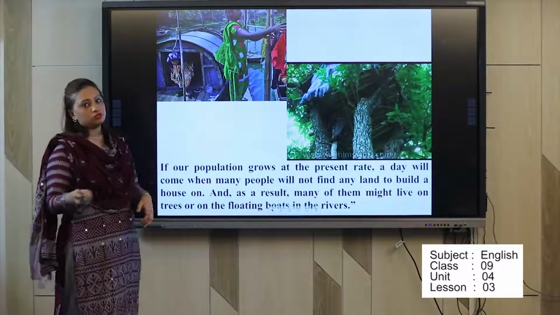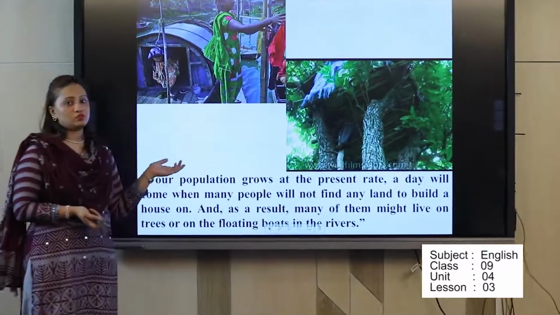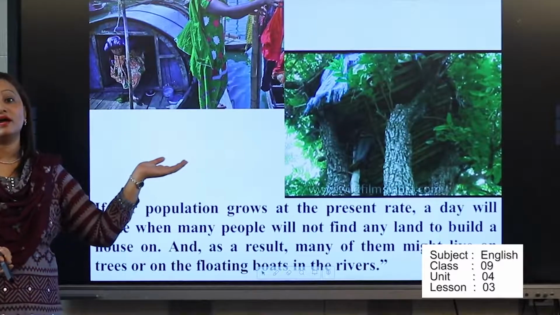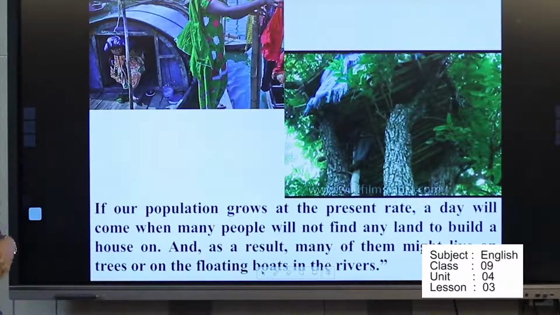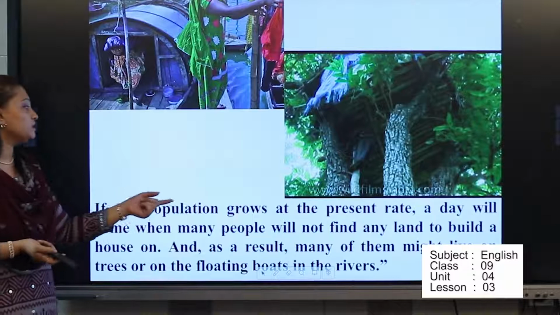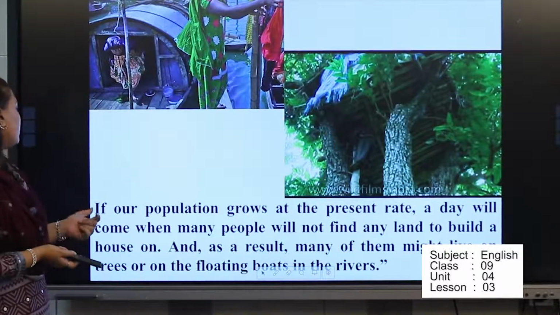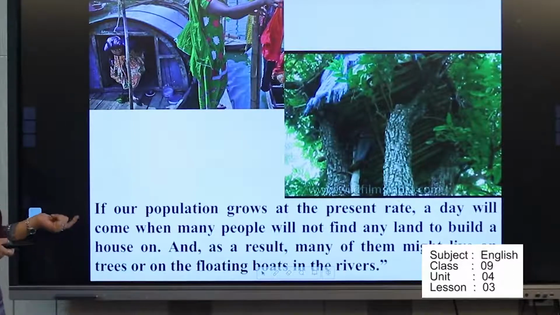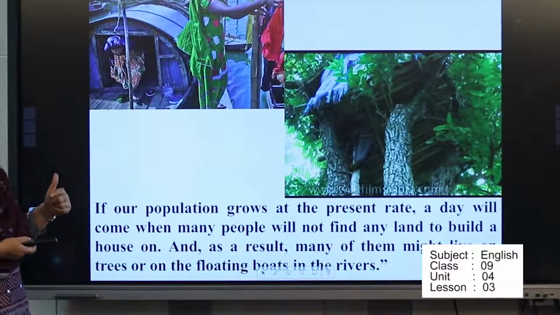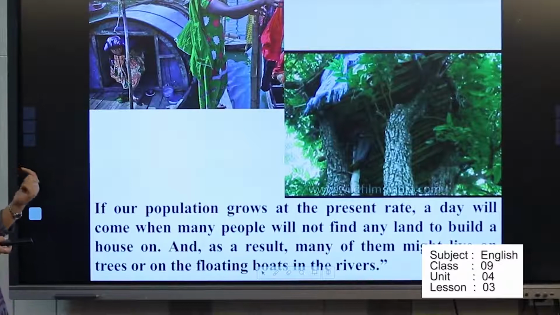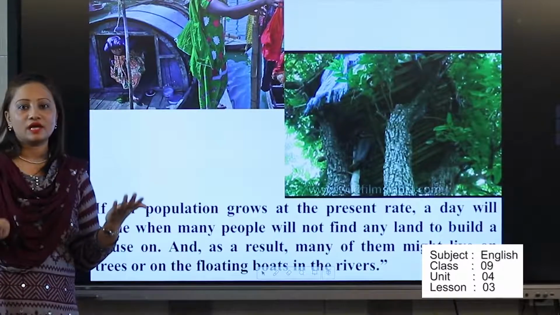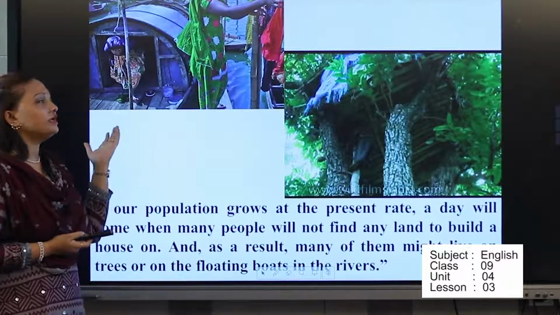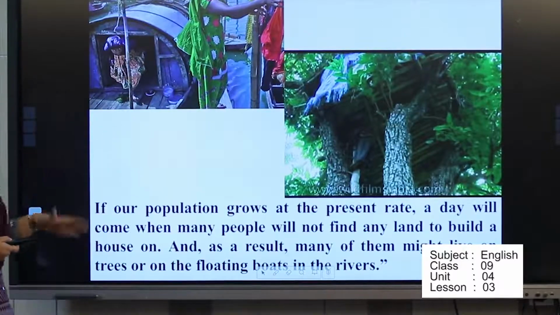So what will people do? People will live in this way: some people are living on the boat and some people are living on the tree. One day will come actually. If our population grows at the present rate, a day will come when many people will not find any land to build a house on, and as a result, many of them might live on trees or the floating boards in the river. When people will not find any place, where will they live? They will live on trees or in floating boats, okay.